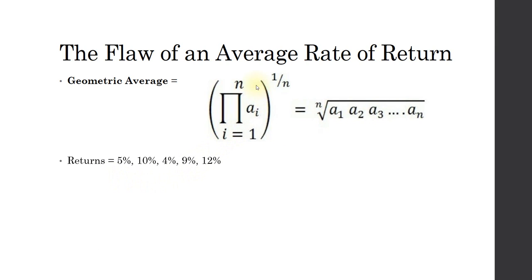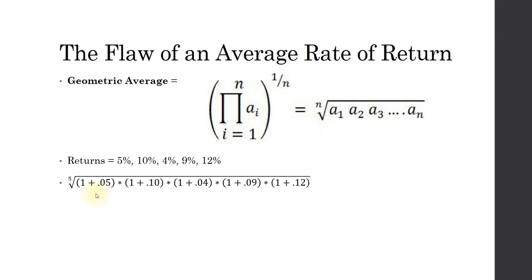So here is the equation for it. Don't get too bogged down by this. We'll take a look at how this equation works. So we're going to use the same string of numbers that we had before: 5%, 10%, 4%, 9%, and 12%. So the geometric average, if we plug those numbers into the formula, looks like this.